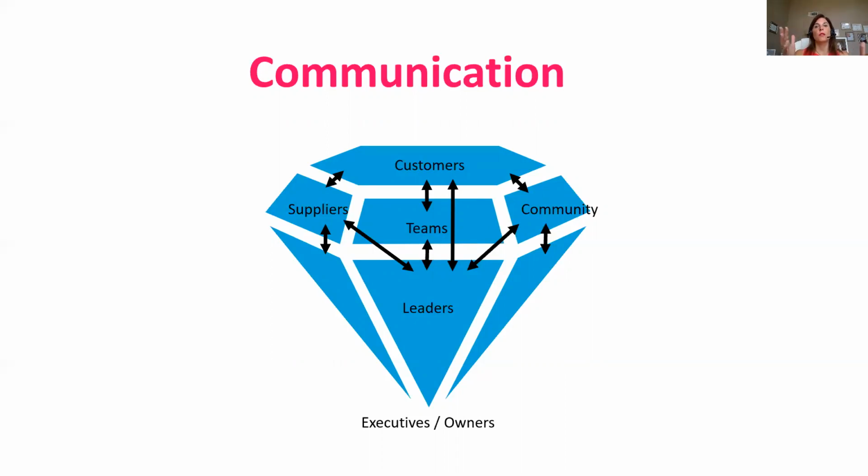That's why we inverted the pyramid, and now we have the customers on top, the teams in the middle, and we have the leaders trying to support the efforts of the teams. Everyone has different pieces of information, and we have to put them all together to make this diamond shine. So that is communication, the first one.